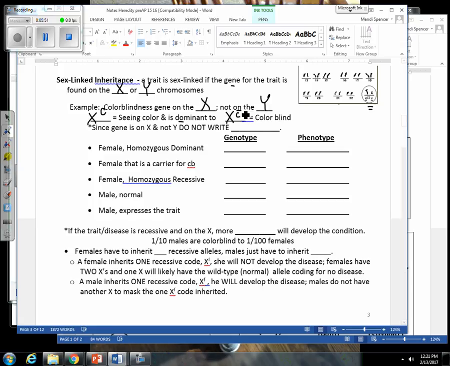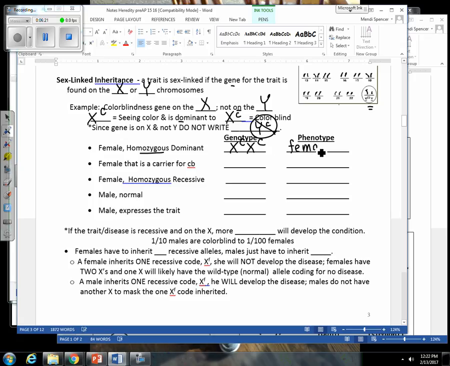Since the gene is not on the Y, we're not going to ever write a Y with a c on it for color blindness, because the Y simply does not carry a gene for color blindness. Let's go through the different genotypes. If we have a female who is homozygous dominant, their genotype would be XX, because they're female, and I'm going to give them 2 capital C's, homozygous dominant. This would be the genotype of a female.